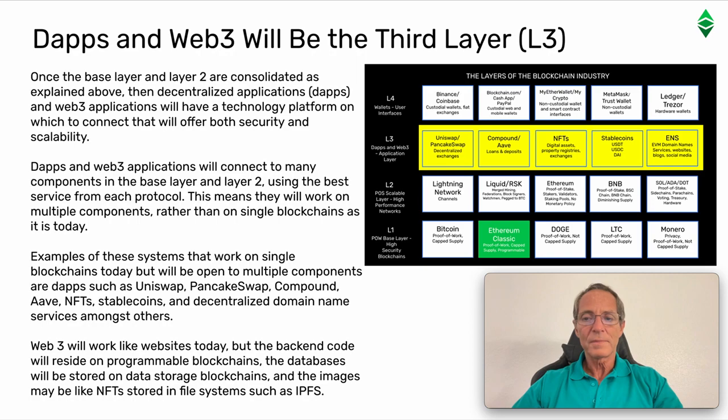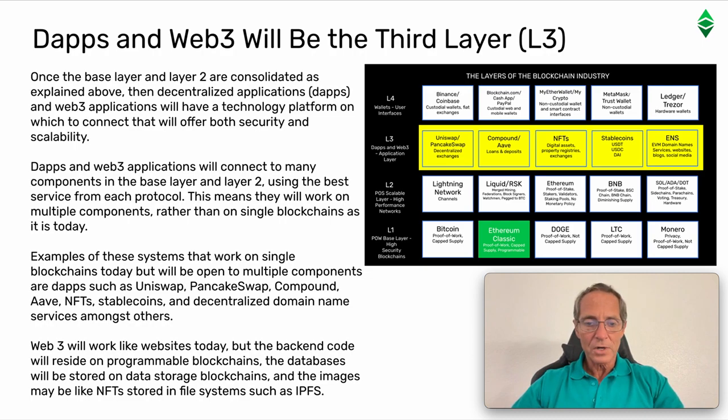Dapps and Web3 will be the third layer, or layer 3. Once the base layer and layer 2 are consolidated, as explained above, then decentralized applications, Dapps, and Web3 applications will have a technology platform on which to connect that will offer both security and scalability. Dapps and Web3 applications will connect to many components in the base layer and layer 2 using the best service from each protocol. This means that they will work on multiple components rather than on single blockchains as it is today.